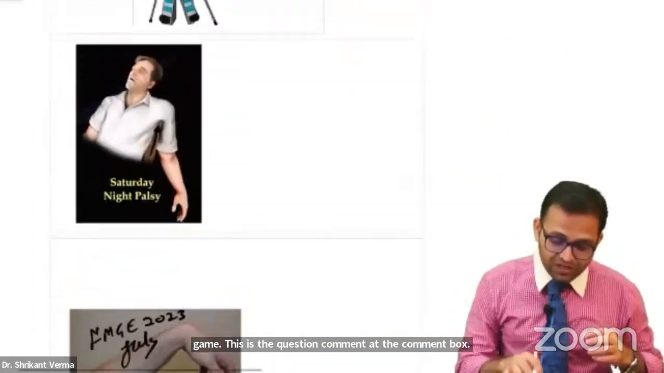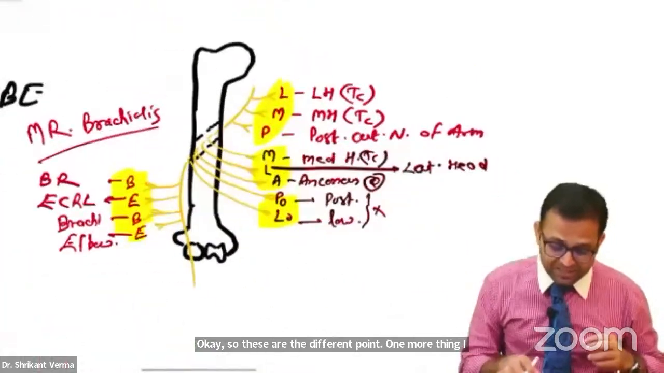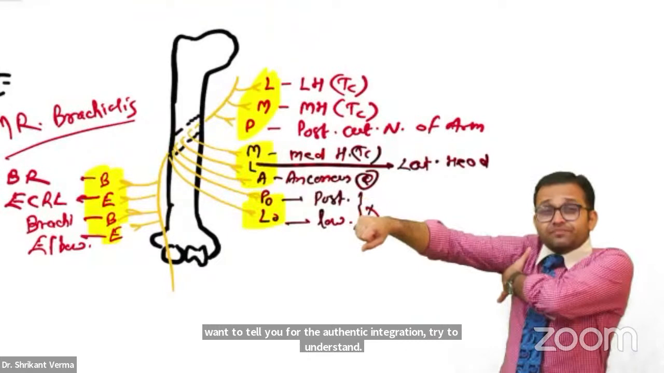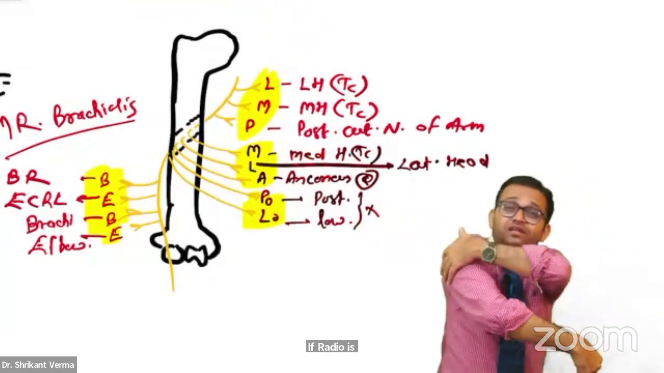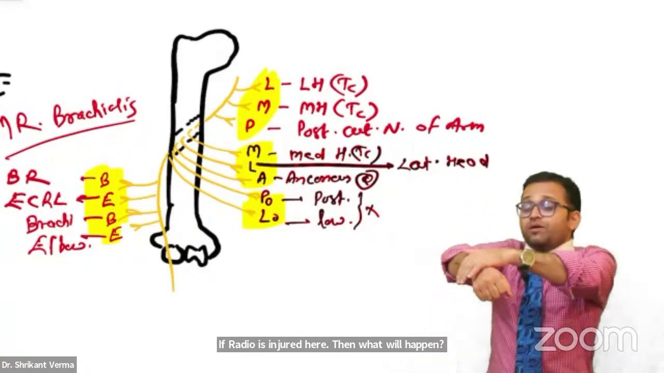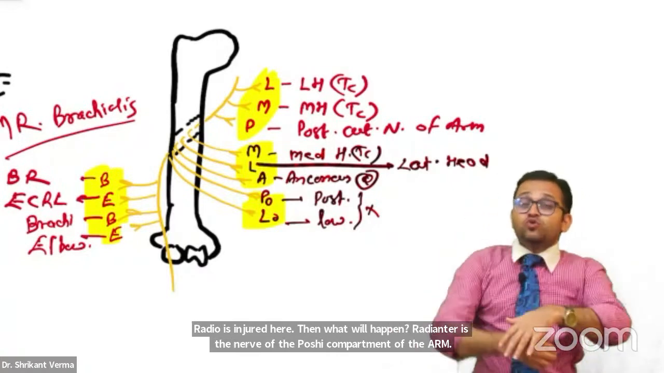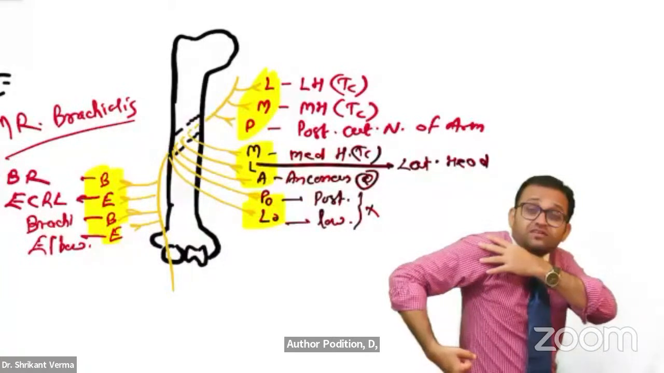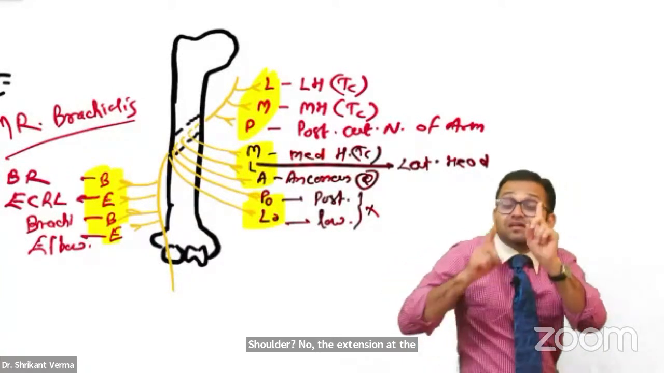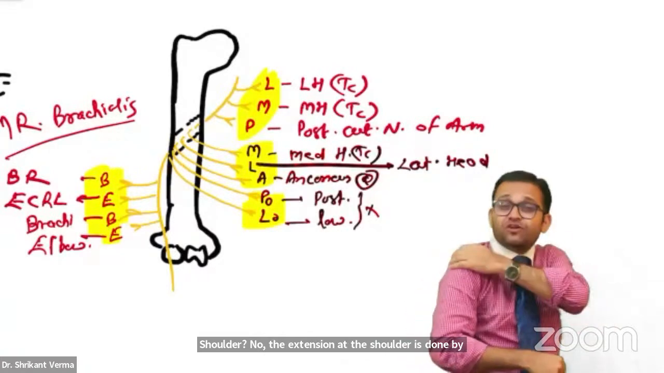One more thing I want to tell you for the orthopedics integration. Try to understand: if the radial nerve is injured here, then what will happen? Radial nerve is the nerve of the posterior compartment of the arm and the posterior compartment of the forearm. Is there loss of extension at the shoulder? No, extension at the shoulder is done by the climber's muscle, the latissimus dorsi, so it will not be lost.